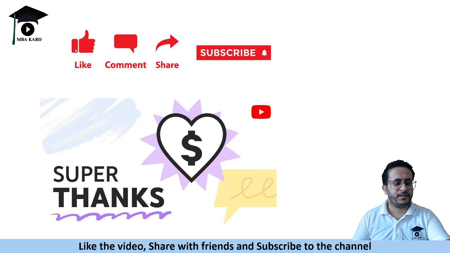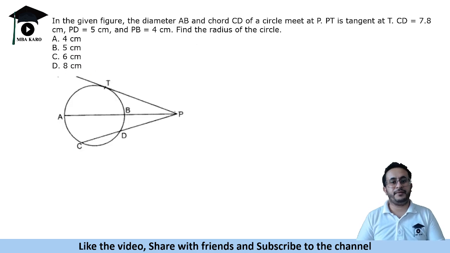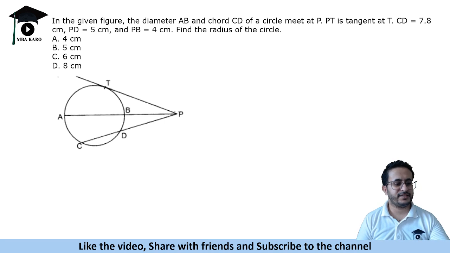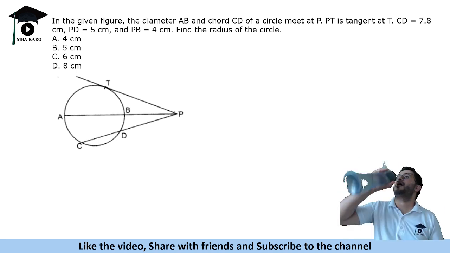Now let's proceed to the next question. In the given figure, the diameter AB and chord CD of a circle meet at P. PT is a tangent at T. CD is 7.8, PD is 5, PB is 4. You have to find the radius of the circle. So too many things given here. This covers another aspect, which is the tangent and secant theorem.